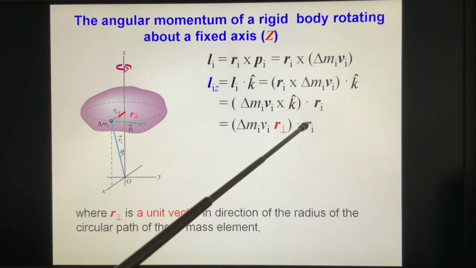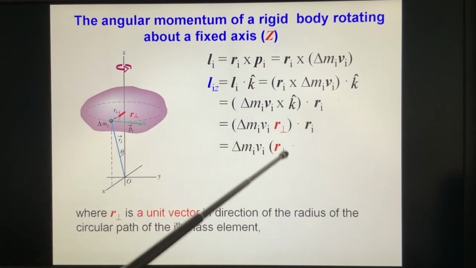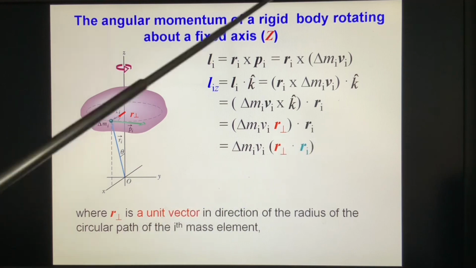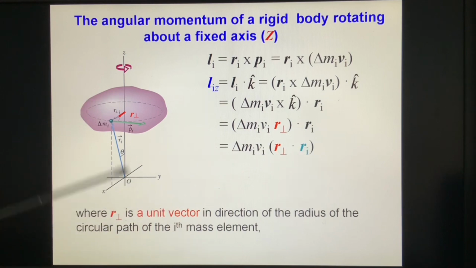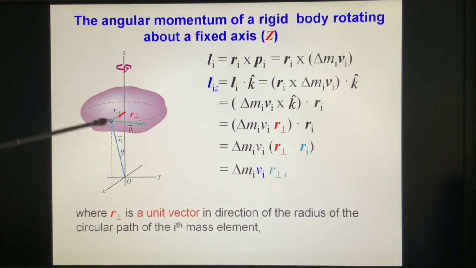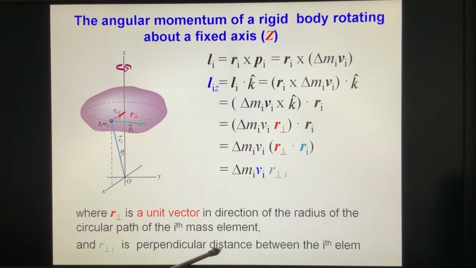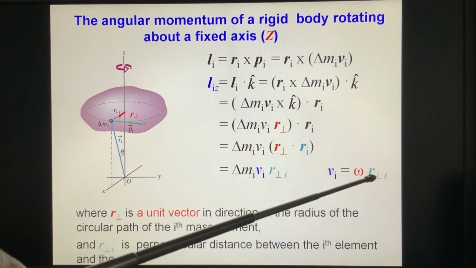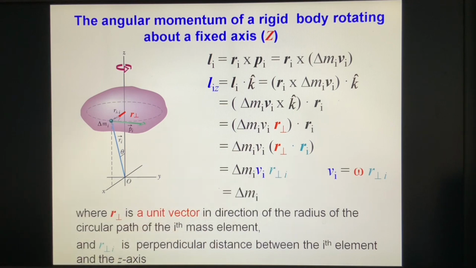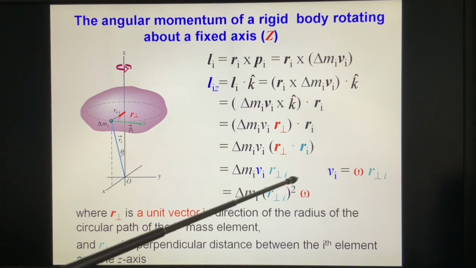And then this is a dot. So we take this out and we find R perpendicular dot Ri. We just learned this is a unit vector, this is Ri, and this is equivalent to the component along R perpendicular of Ri. Actually, this is a number, which we'll call R perpendicular i. This is the radius of this particle, the perpendicular distance between the ith element and the z axis. Now, since vi equals omega Ri perpendicular, we put this inside and we get delta m Ri perpendicular squared omega.